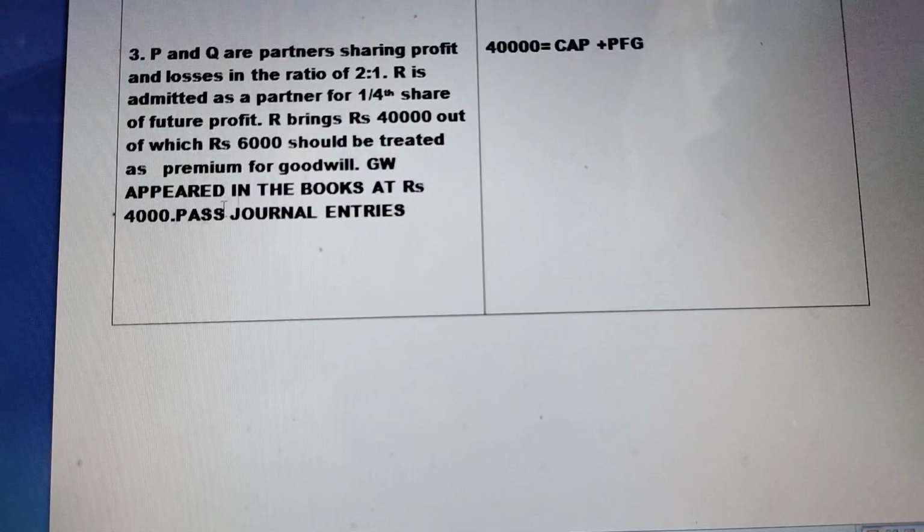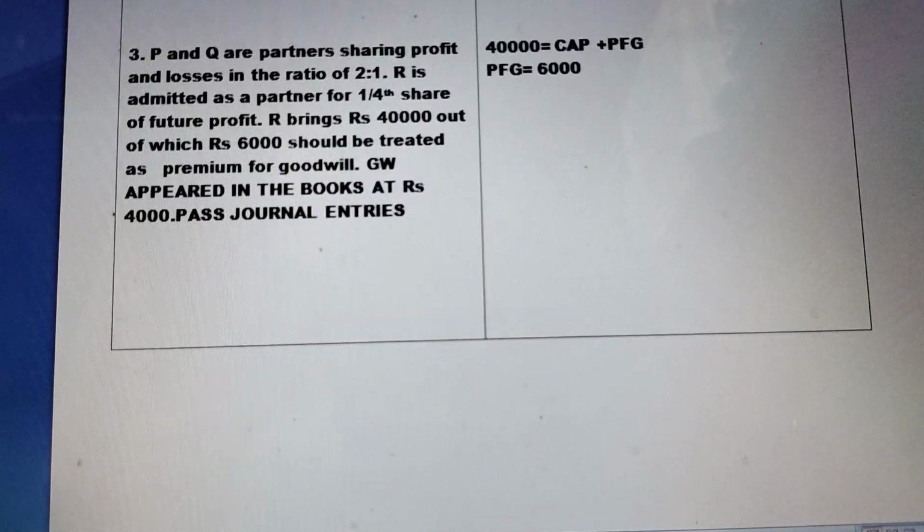And out of it 6,000 should be treated as premium, so premium for goodwill is equal to 6,000. Then what is the capital? Total is 40,000, out of which capital plus premium is 40,000 and premium is 6,000, and capital will be 40,000 minus 6,000, which should be equal to 34,000. Is it clear? 40,000 minus 6,000 is 34,000.